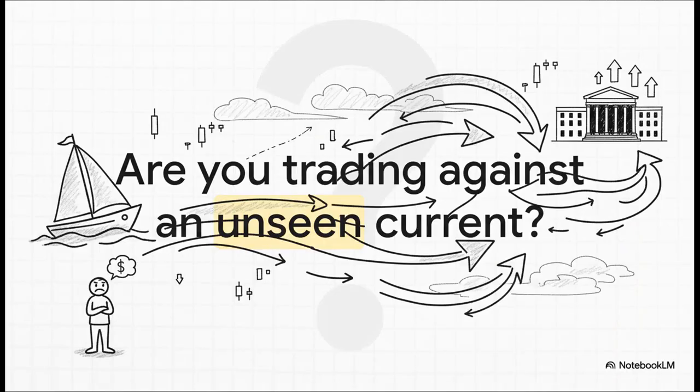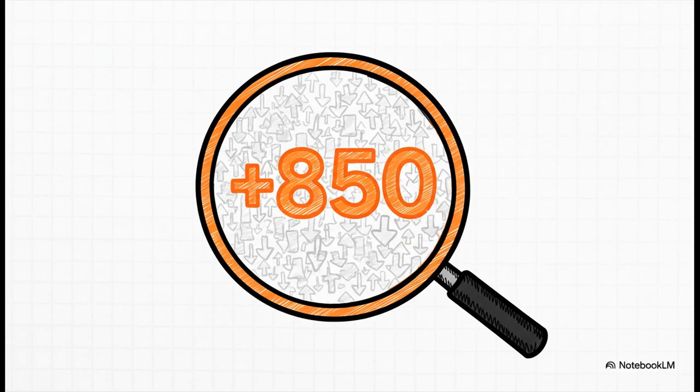You ever have that feeling? You're in a trade, your research is solid, everything looks perfect, but the market just grinds against you for no apparent reason? It's like you're trying to paddle a canoe against a powerful, invisible current. But what if you could actually see that current? What if there was a way to measure all that buying and selling pressure across the entire market and boil it down to a single, easy-to-read number? Well, guess what? There is.